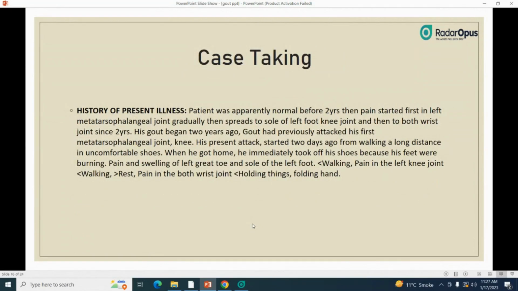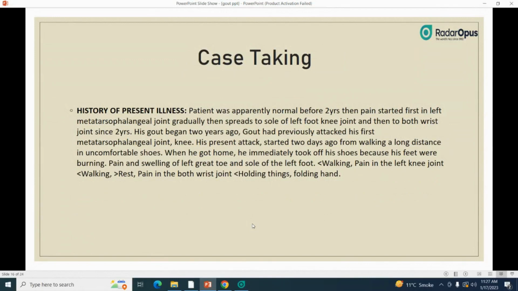Now, the history of present illness. The patient was apparently normal before 2 years, then pain started first in the left metatarsophalangeal joint, gradually spreading to the sole of the left foot and the knee joint, and to both wrist joints since 2 years. His gout began 2 years ago. Gout had previously attacked his first metatarsophalangeal joint and knee.